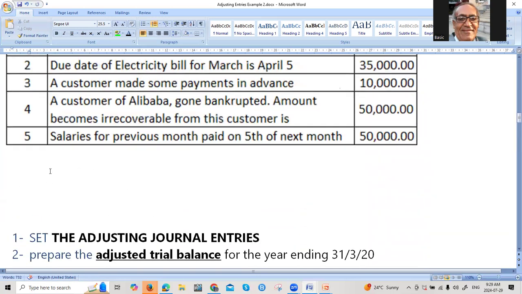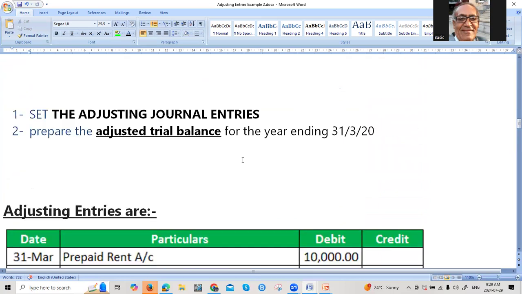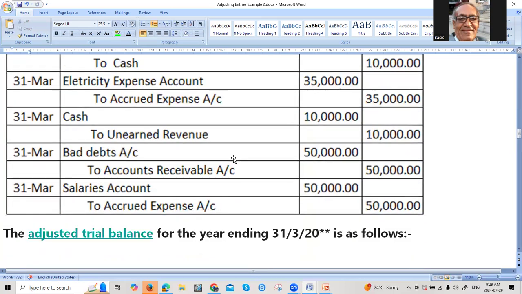Let's go to the next transaction here, and the last one. Salaries of the previous months paid on the 5th of the next month is 50,000. Let's go here now and see what this is. This is accrued expenses. So from the salaries account, 50,000 into the accrued expenses.